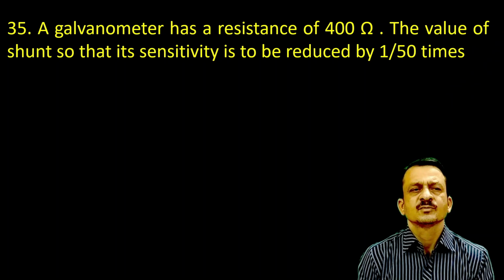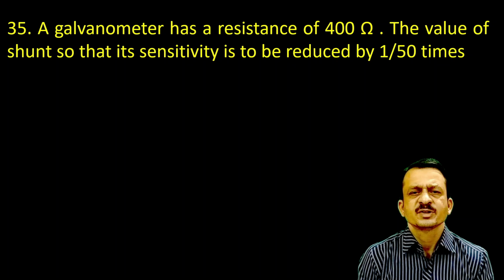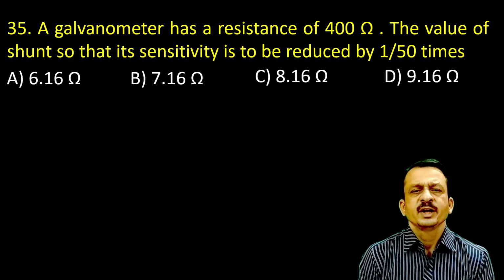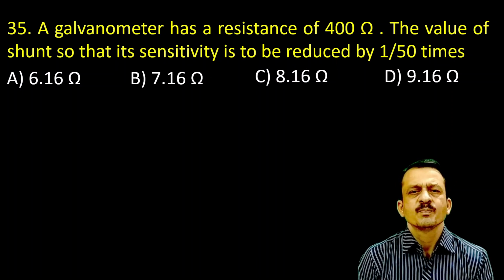A galvanometer has a resistance of 400 ohm. The value of the shunt is such that its sensitivity is to be reduced by 1 by 50 times. Sensitivity has to be reduced by 1 by 50 times. The options: A 6.16 ohm, B 7.16 ohm, C 8.16 ohm and D 9.16 ohm.